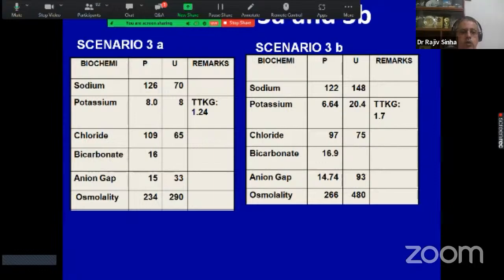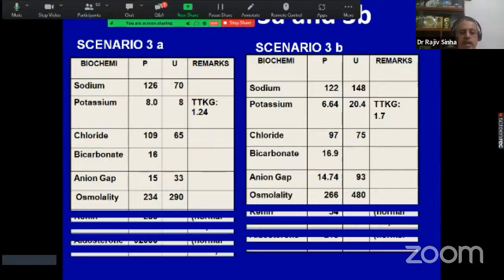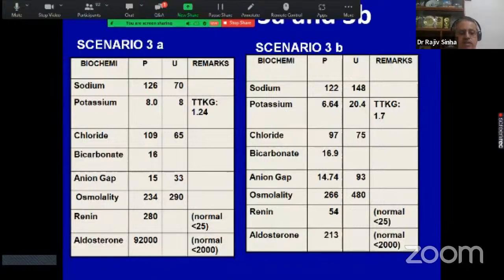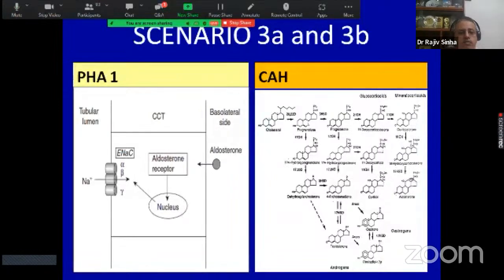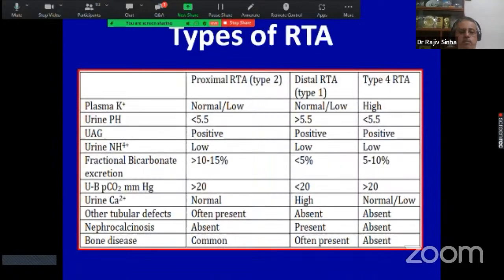So in our two children, what we did was we looked at the aldosterone. In the first child, the aldosterone was sky high, and we have a diagnosis of PHA1. In the second one, the aldosterone was not that elevated, and further investigation proved it to be a case of congenital adrenal hyperplasia. So the first child was PHA1, which is because of the ENaC mutation, where the aldosterone is there, but it is unable to work on the receptor. And the second one is congenital adrenal hyperplasia.